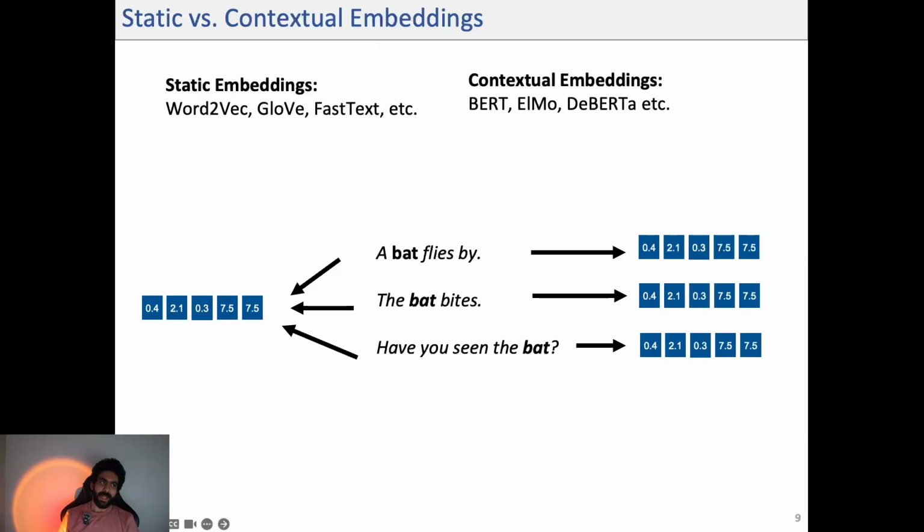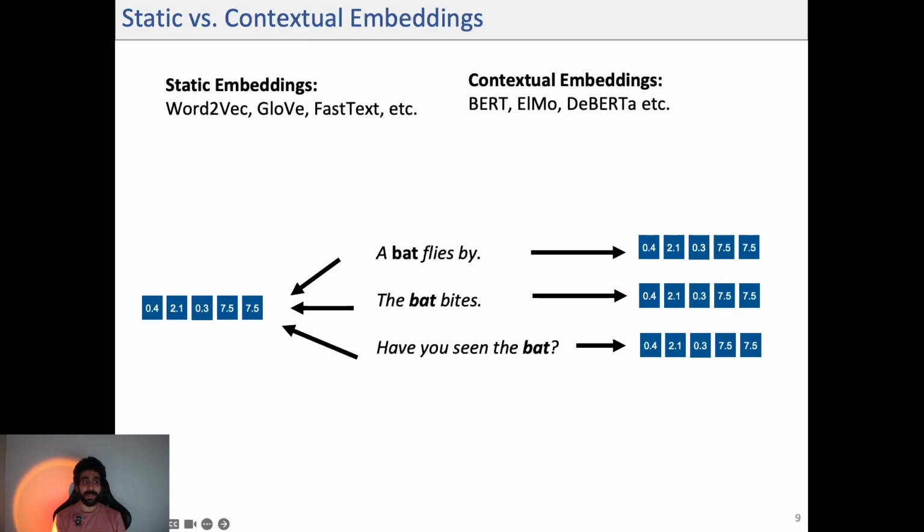Now let's directly compare static and contextual embeddings using an easy example. On the left here, we have static embeddings, like from word2vec, GloVe, or fastText. These models give one fixed vector per word, no matter where or how the word is used. So if we take the word bat, whether it's in "the bat flies by," "the bat bites," or "have you seen the bat," the vector stays exactly the same. Same number every time, as you see on the left. Three arrows, same vector.